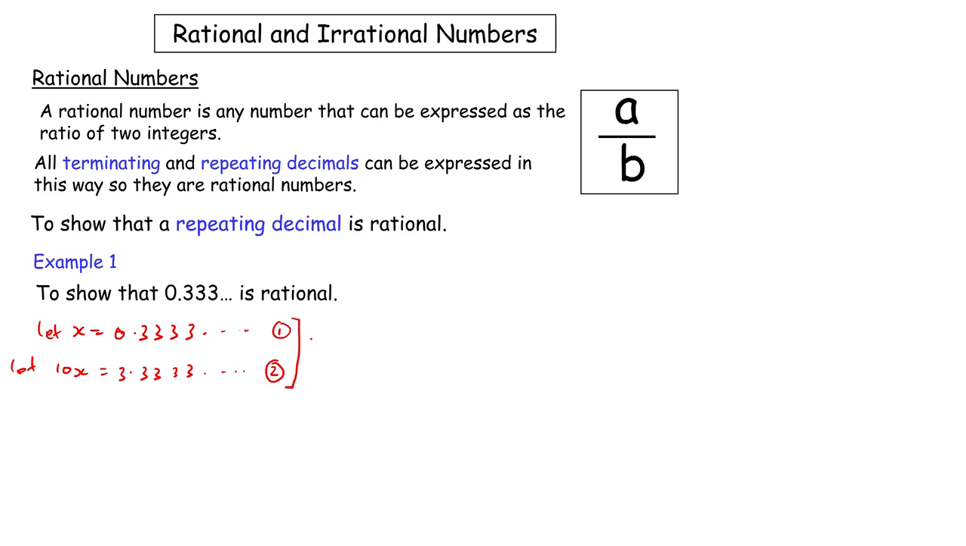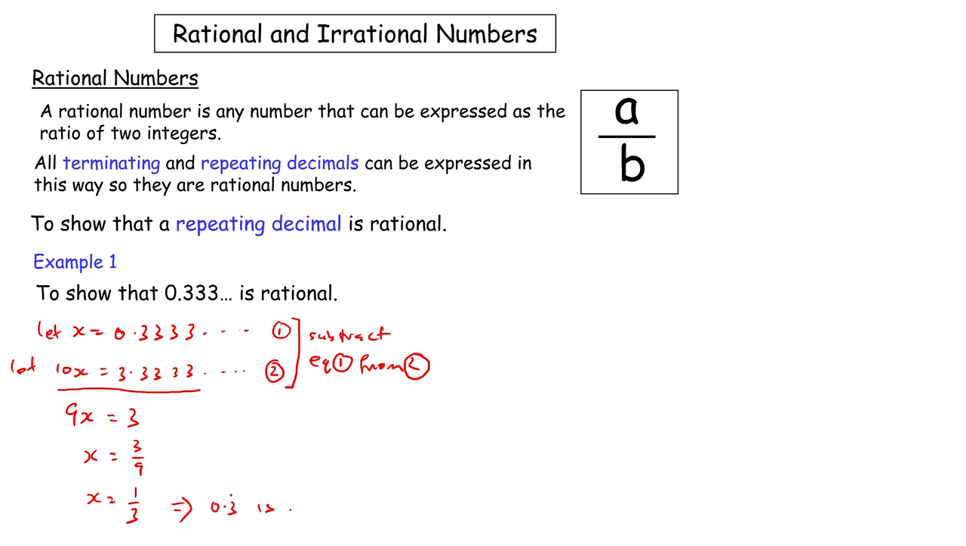Let's write that there, subtract equation 1 from 2. So that's going to give us 10x. Let's draw a line underneath it here. 10x take away x gives me 9x. And then 3.3 recurring minus 0.3 recurring, the decimals go, leaves me with 3. That means x is going to be equal to 3 divided by 9. So x is equal to, if I simplify that, a third. So this means that because I can show that to be a fraction, 0.3 recurring is a rational number.